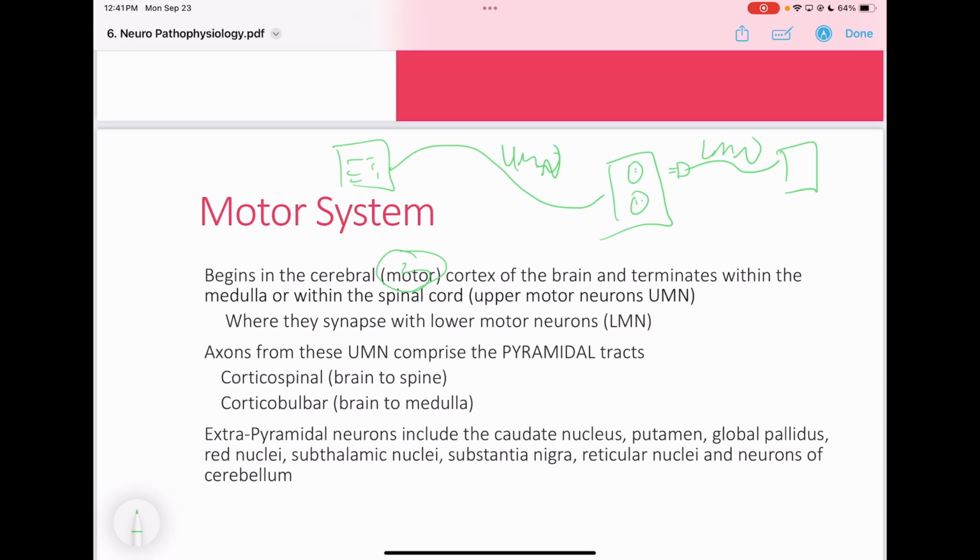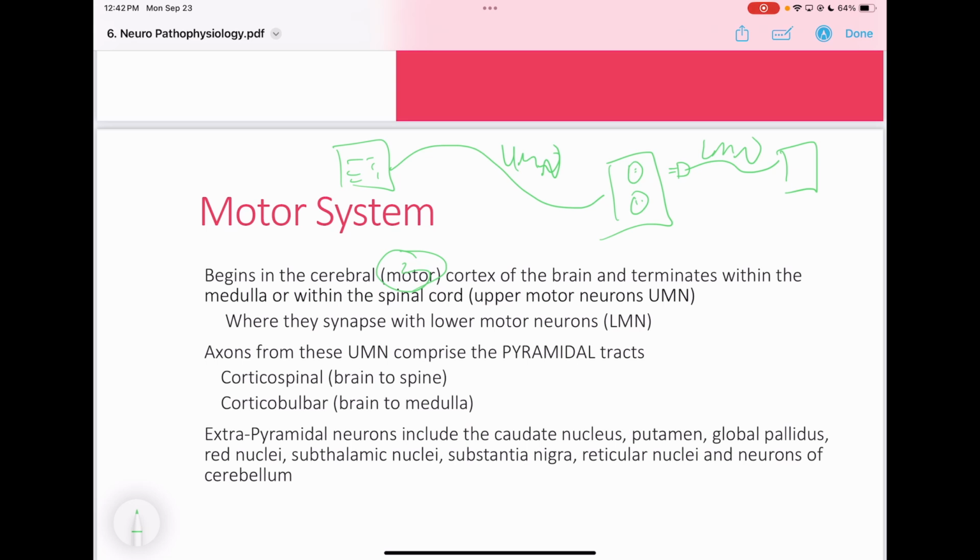So if I have issues coming from the breaker box, my brain, to the outlet on my table, the lower motor neuron, whenever I plug into that, may not work as well because there's no power to that outlet. There's nothing going to that synapse.